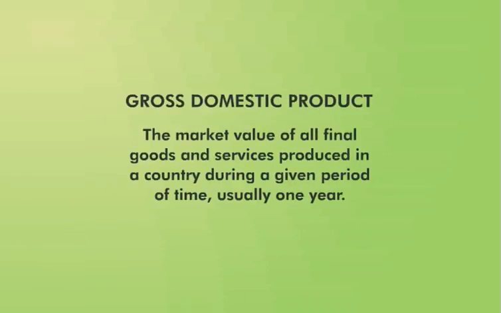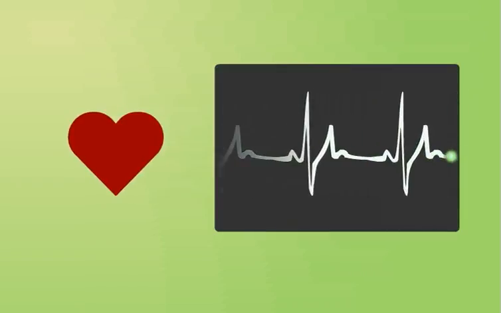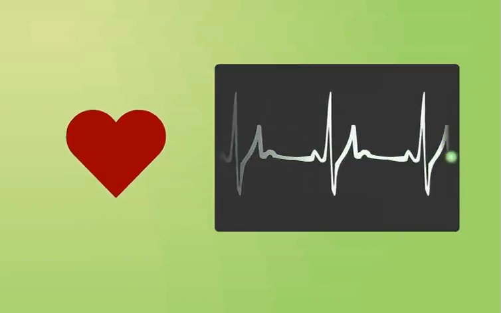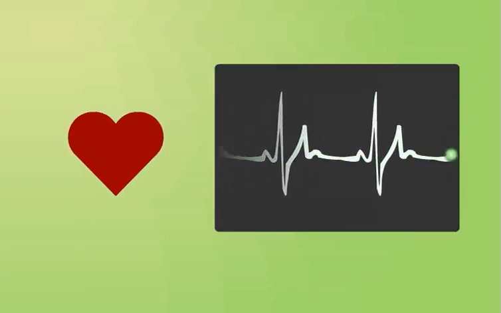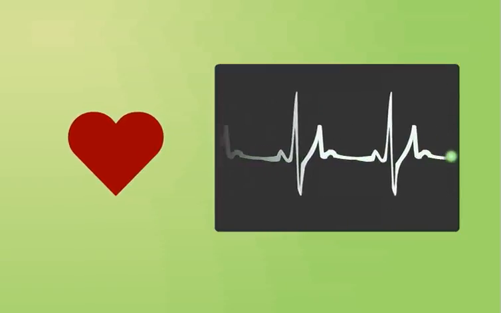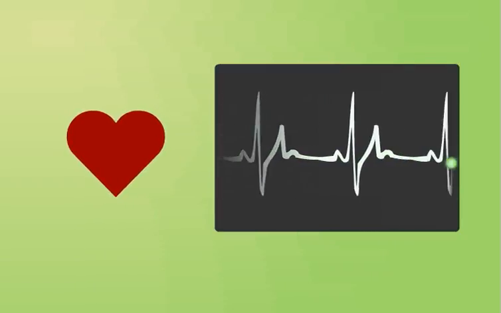GDP is the market value of all final goods and services produced in a country during a given period of time, usually 1 year. A way to look at the health of a patient is to monitor the activity of the heart. One way to measure this is by an electrocardiogram, or EKG. An EKG readout shows how the heart is beating and how regular it is.